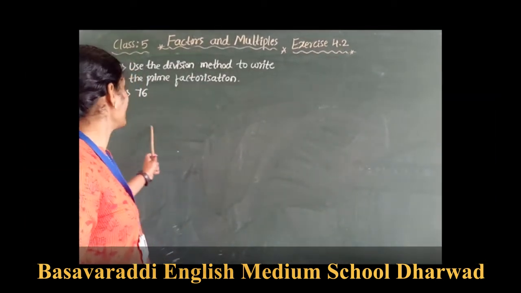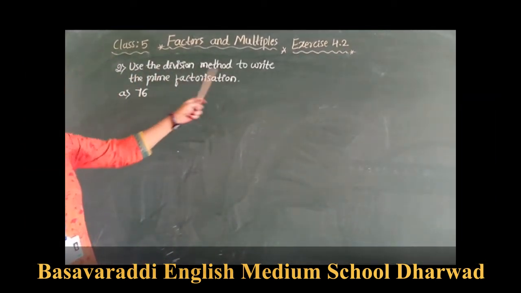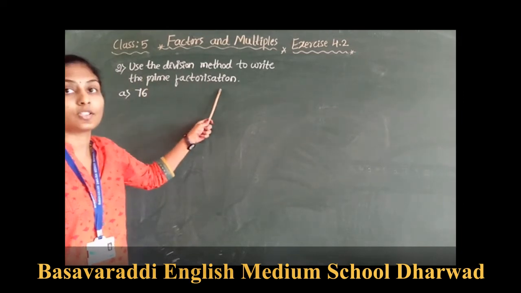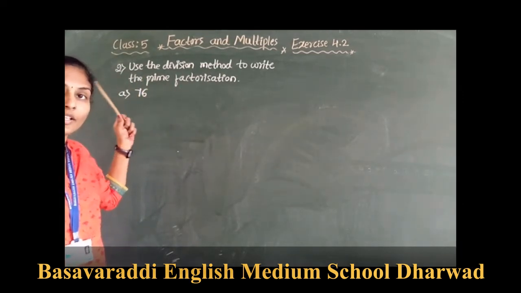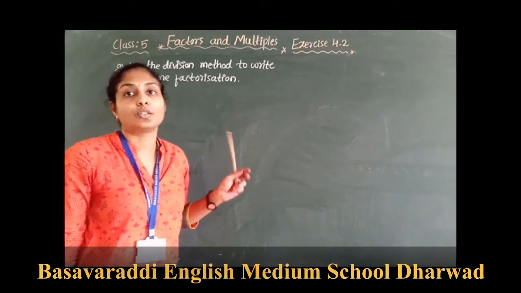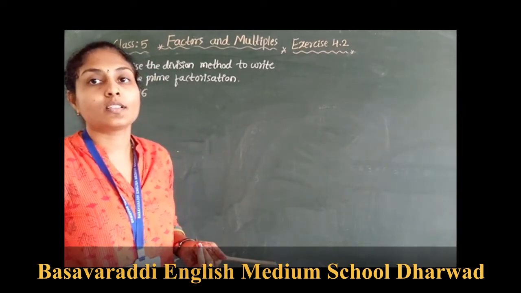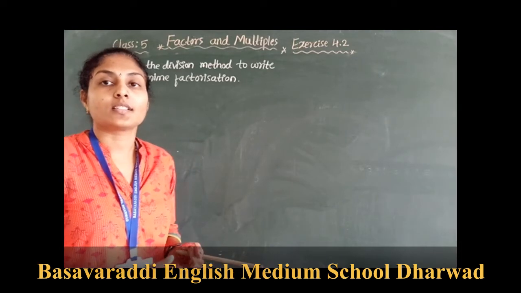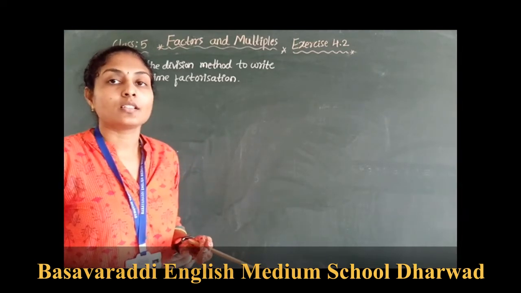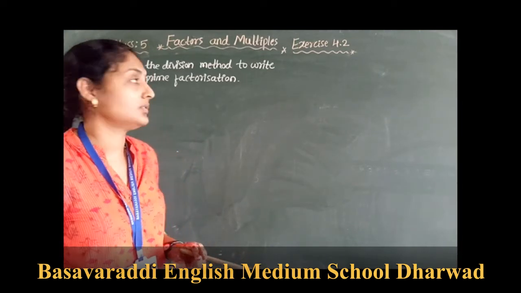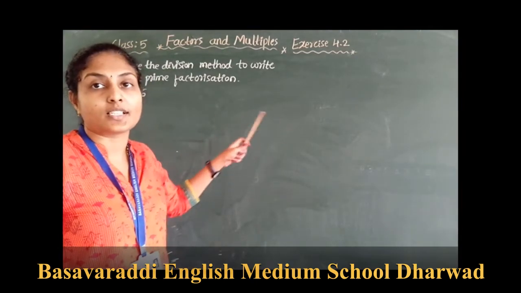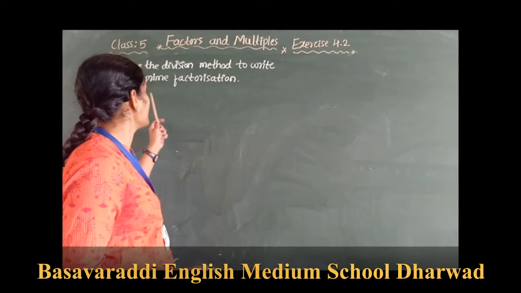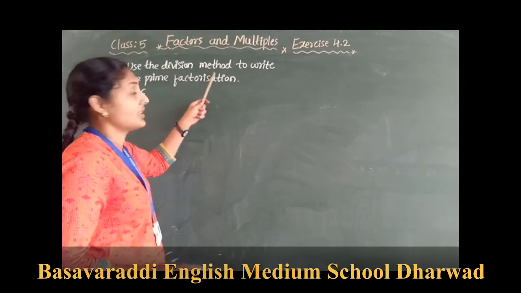Yes, the second question is: use the division method to write the prime factorization. The first one is 76. In prime factorization there are two methods. The first one is the division method and the second one is the factor tree method. Let us discuss one by one in the exercise part. The first one is the division method.